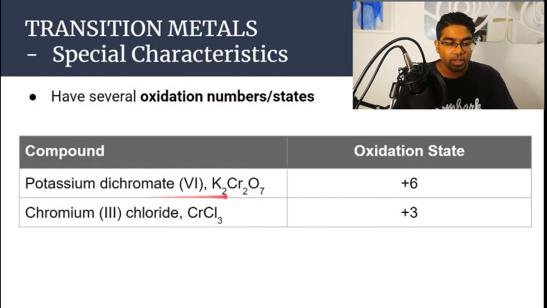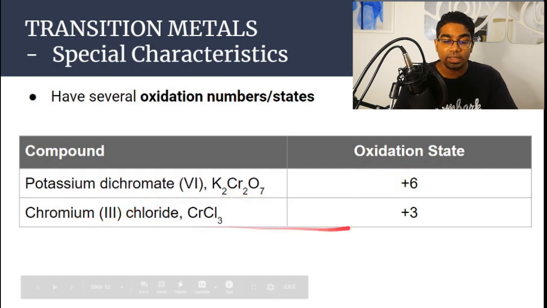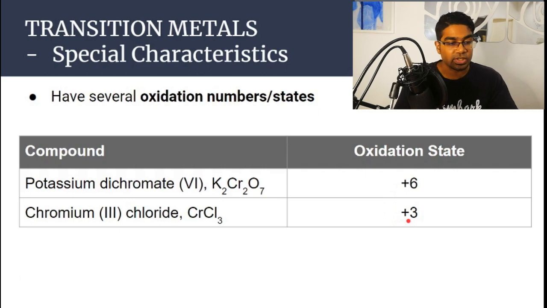Then the transition metal here is chromium. So chromium here exists as potassium dichromate 6. The oxidation number of chromium in potassium dichromate 6 is +6, but the oxidation number of chromium in chromium 3 chloride is +3. Again, different oxidation numbers.